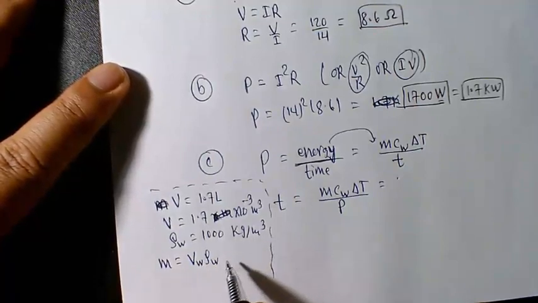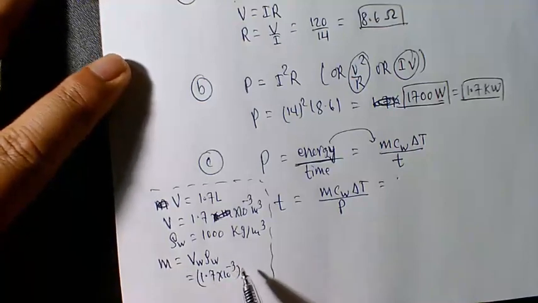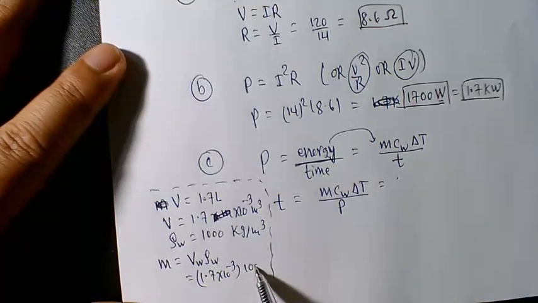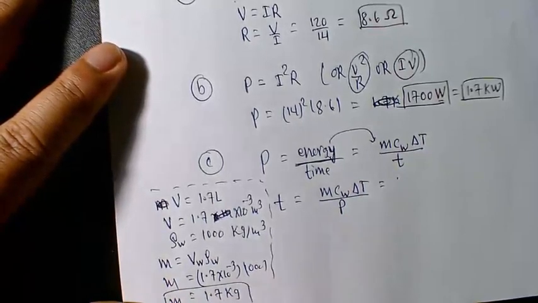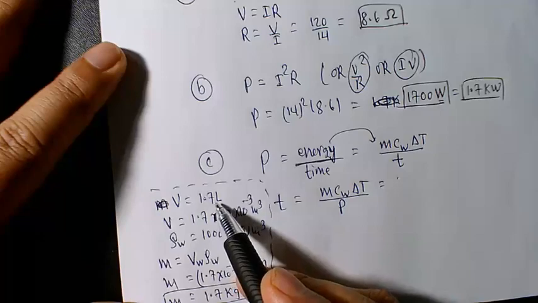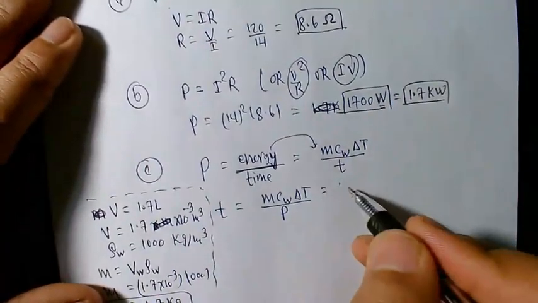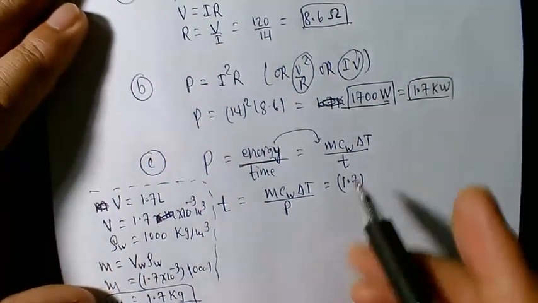So if you do that, 1.7 times 10 to the power negative 3 meter cubed, because 1 liter is 10 to the power negative 3 meter cubed, times the density of water, 1000, leaves the mass of water as just 1.7 kilograms. So in short, for simplicity, 1.7 liters is exactly equal to 1.7 kilograms for pure water. So 1.7 kilograms. We must use kilograms, not grams.